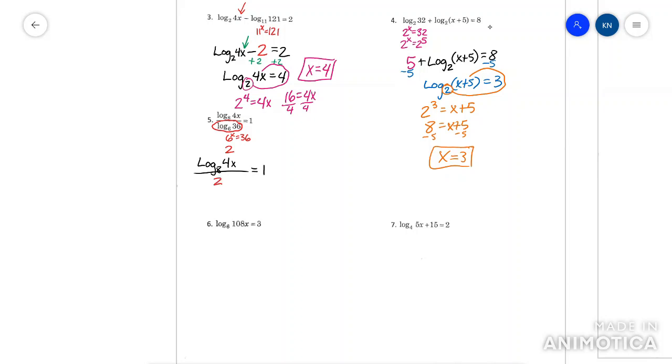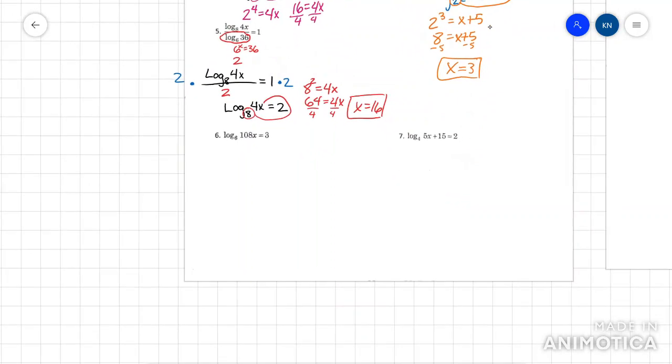equals 1. All right. Now, when you get here, you have to cancel that 2 on the bottom. So you're going to times by 2 on both sides of the equation. So now what you have is log base 8 of 4x equals 2. Now that it's log equals number, you can snail it and get 8 squared equals 4x. Well, 8 squared is 64. Divide by 4, x equals 16.